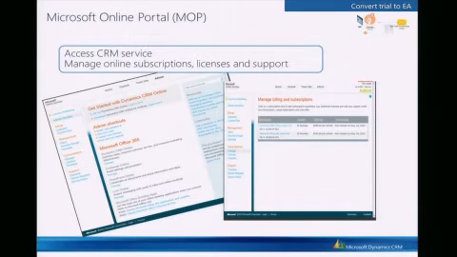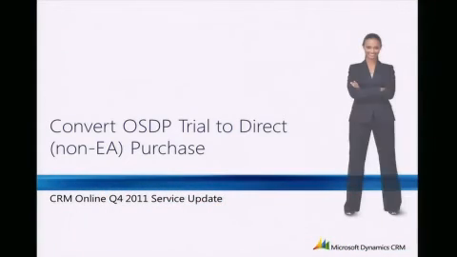and they can note that that purchase has been made on their enterprise agreement. Now, in some cases, we'll have some medium and large accounts that certainly qualify to participate in an OSDP trial for this Microsoft Dynamics CRM Online Q4 2011 service update. And those customers may not want to purchase on an EA. They may just want to make a direct purchase either with a credit card or through invoicing.